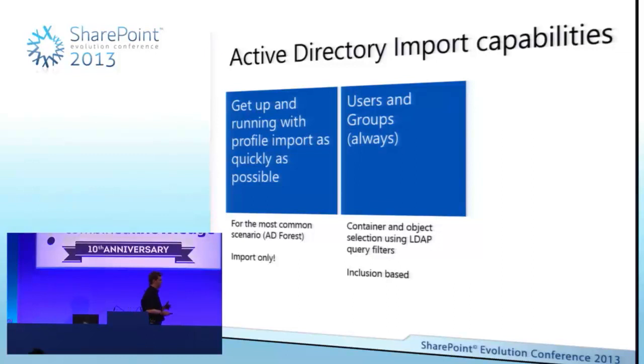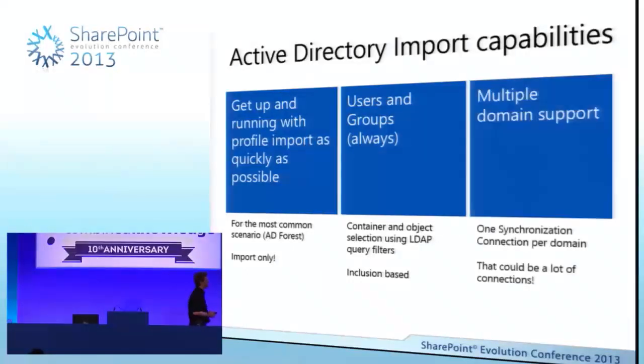We have a similar container selection capability that we had in UPS, but we also have the ability to constrain the type of objects we're importing using LDAP query filters. These filters are inclusion-based, so that's the opposite way to UPS, which are exclusion-based. That's quite important to understand when planning the filters. And we support more than one domain, but what that means is for each domain, we need a connection. So if you have 20 domains, you're going to have to manage 20 connections and 20 sets of property mappings. So bear that in mind.